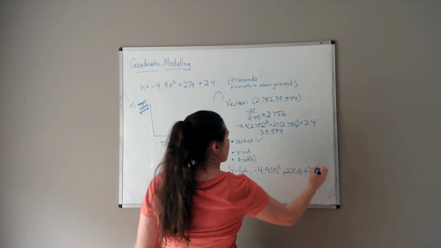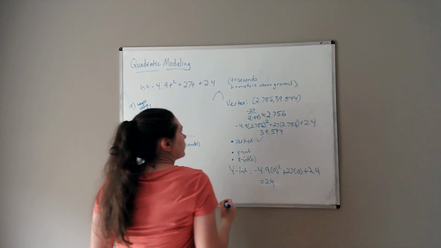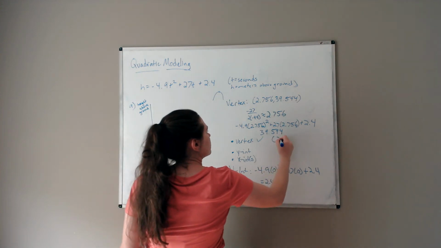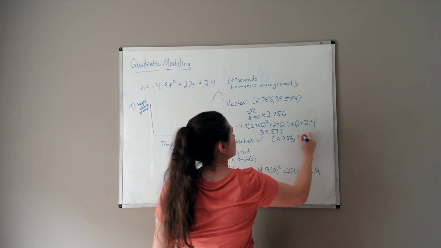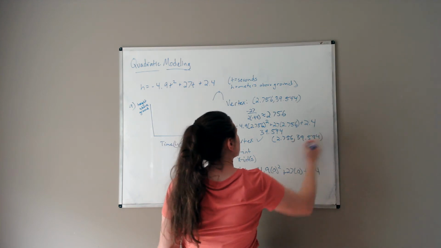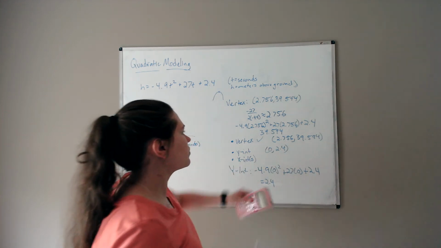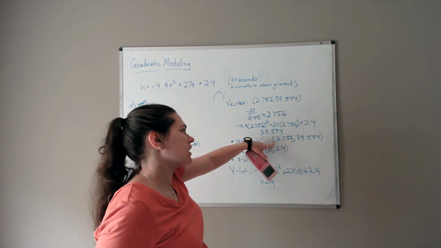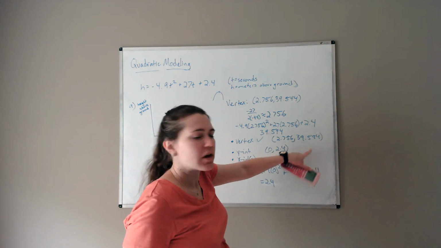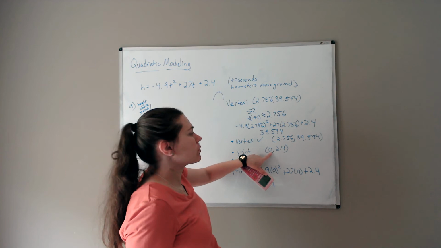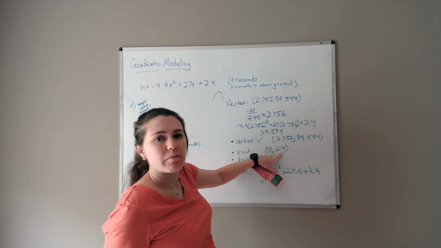And when our time is 0, our height is going to be 2.4. Okay, so our vertex is 2.756, 39.594. Our y-intercept is 0.24. So what this means is at 2.756 seconds, the water balloon is at its maximum height of 39.594. If the water balloon has not been catapulted yet and is sitting there, it is 2.4 feet above the ground.